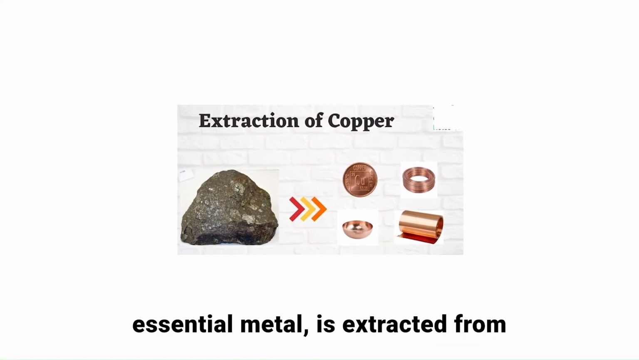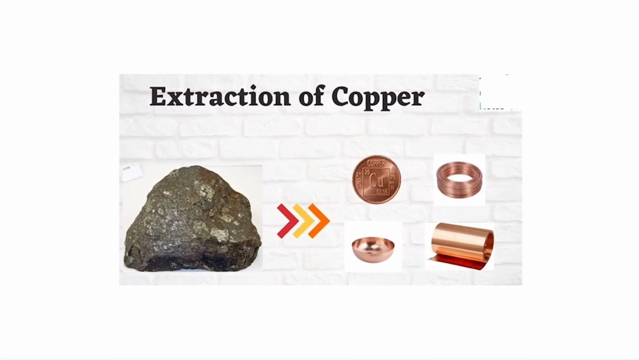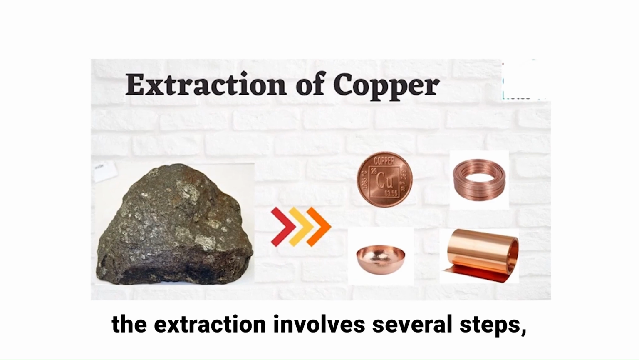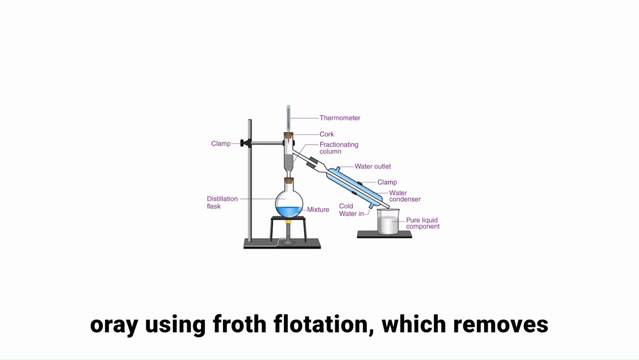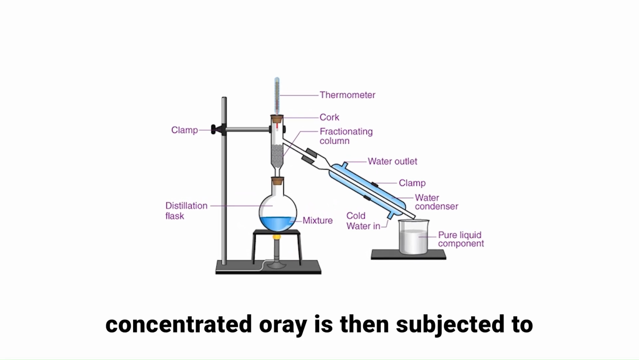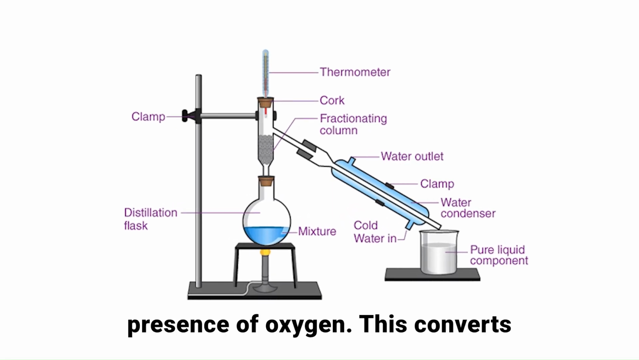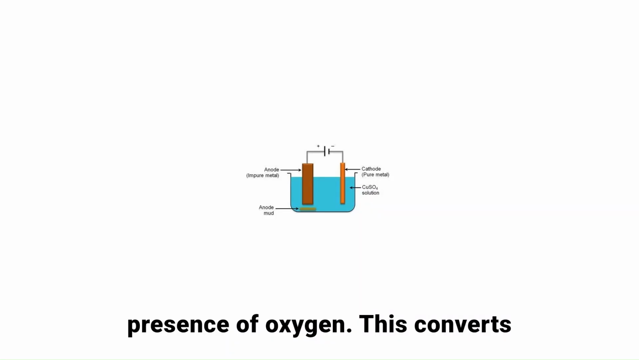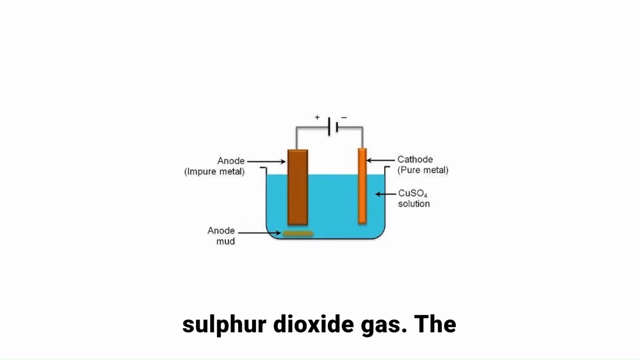Copper, another essential metal, is extracted from sulfide ores like chalcopyrite. The extraction involves several steps, starting with the concentration of the ore using froth flotation, which removes unwanted earthy materials. The concentrated ore is then subjected to roasting, where it is heated in the presence of oxygen. This converts sulfide ores into oxides and releases sulfur dioxide gas.